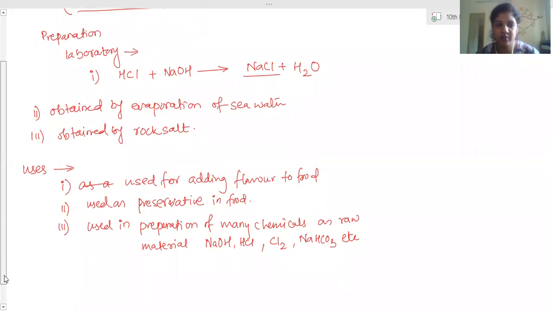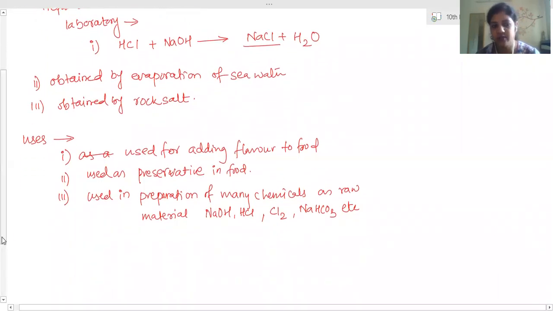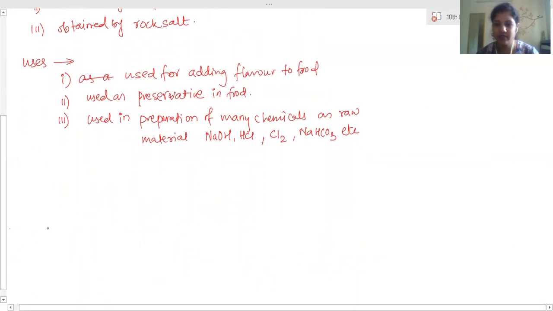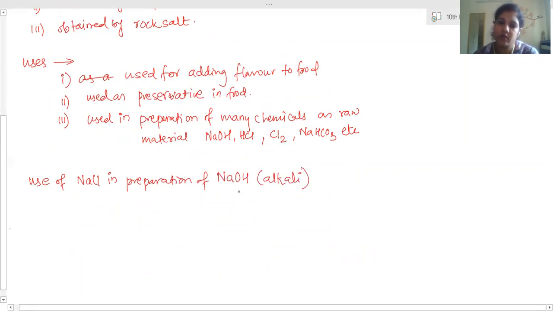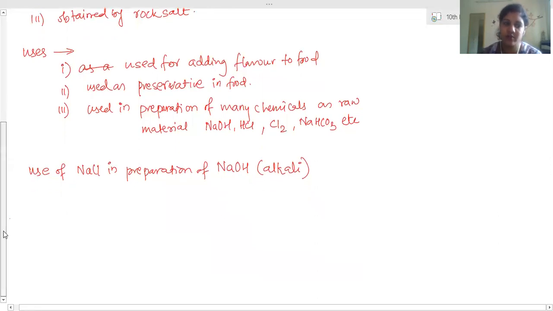Okay, so that is one of the uses we have to see: the preparation of sodium hydroxide by using sodium chloride. In detail, they have explained it in the textbook. So the use of common salt, NaCl, in the preparation of sodium hydroxide, which is an alkali. How do we use sodium chloride? Sodium chloride, as a brine solution, we have to use for this purpose.